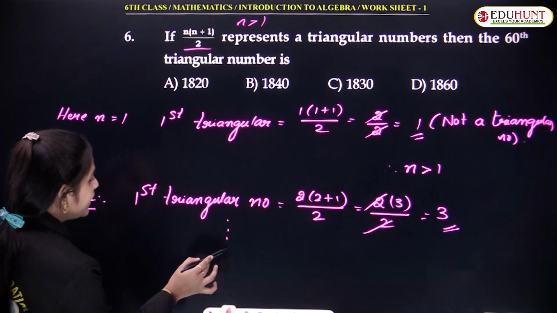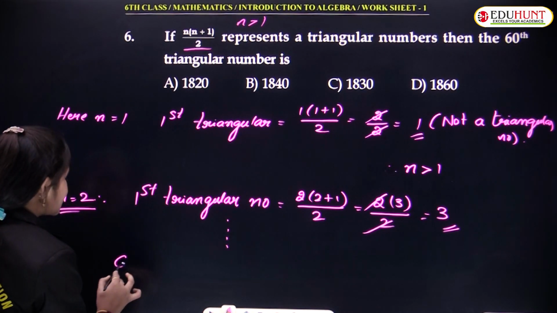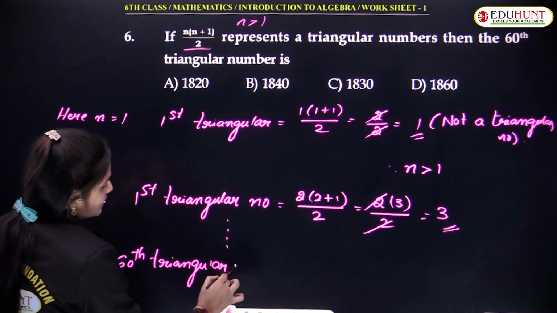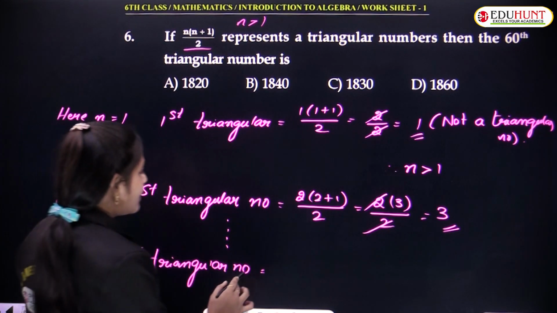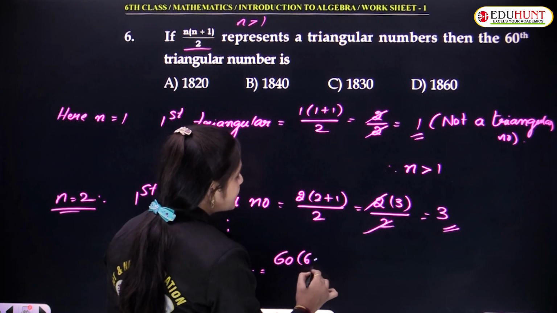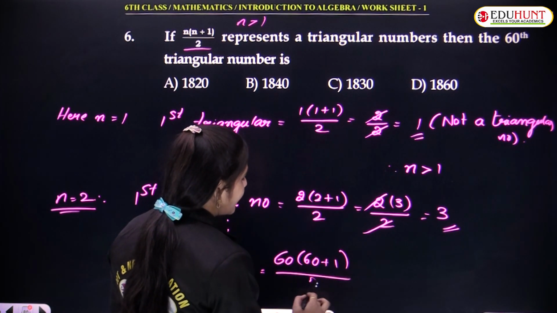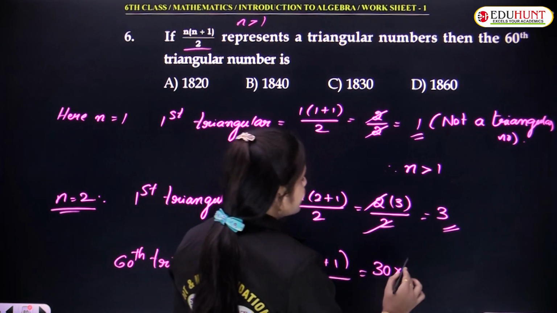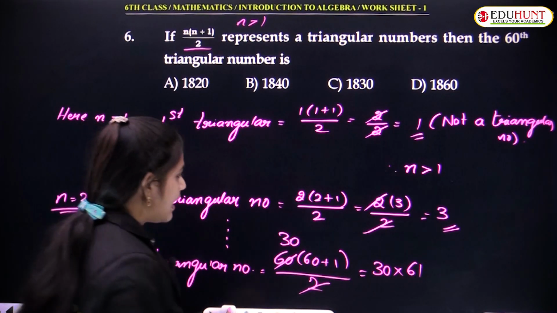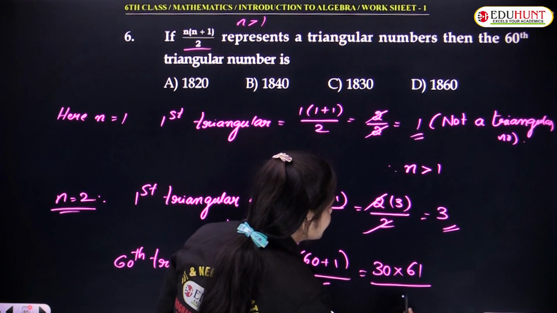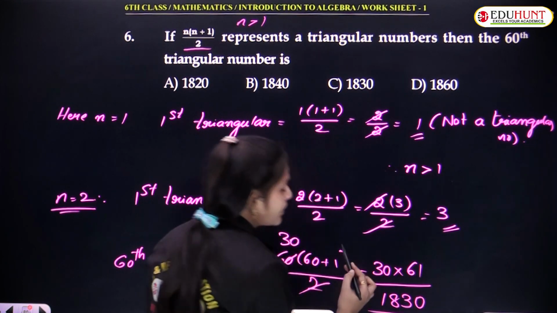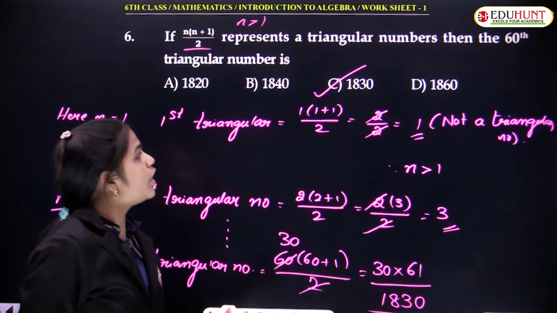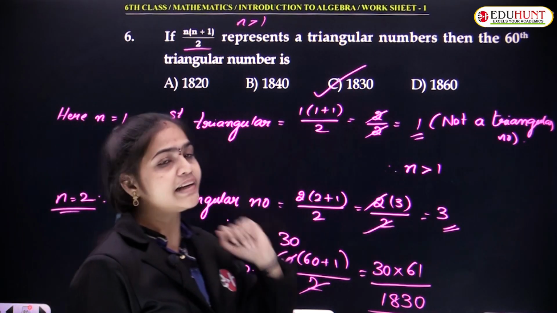In the same way, which triangular number are they asking? The 60th triangular number. So at the place of n, you just have to substitute 60. 60 into 60 plus 1 by 2. 2 thirties are 60, which gives 30 into 60 plus 1, which is 61. Clear? As per this, what is the answer? 3 ones are 3, 3 sixes are 18, and here 0. Finally the answer is 1830. Option C is correct. That is 1830.